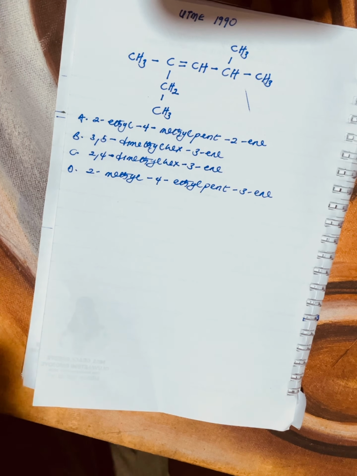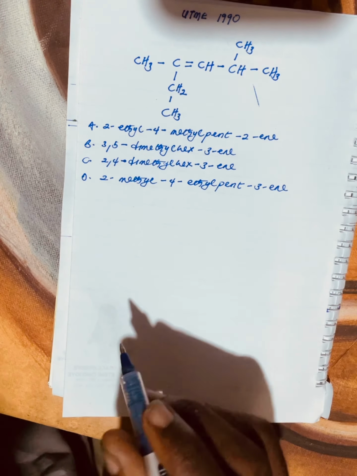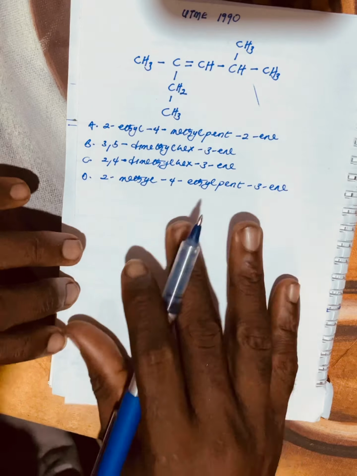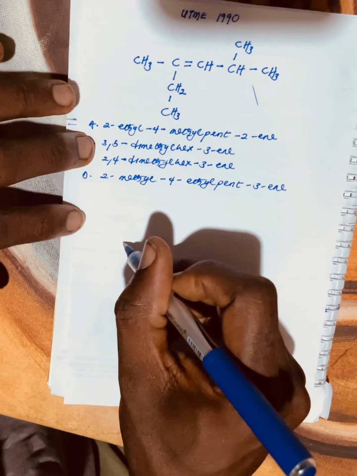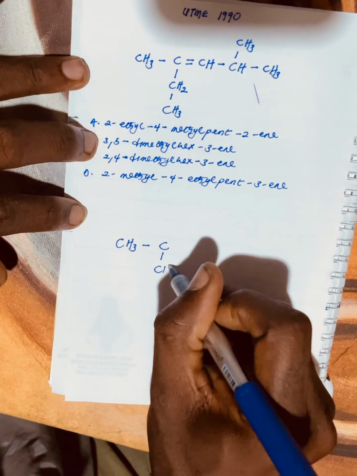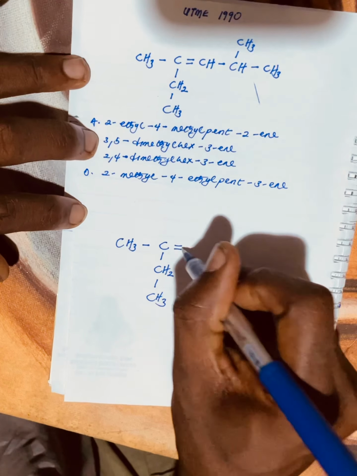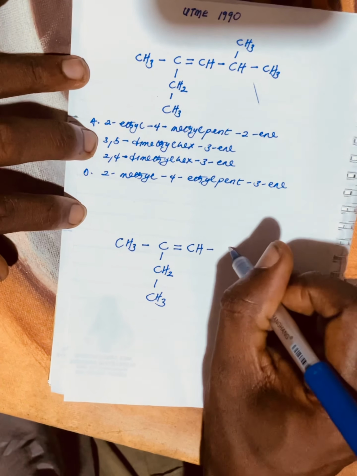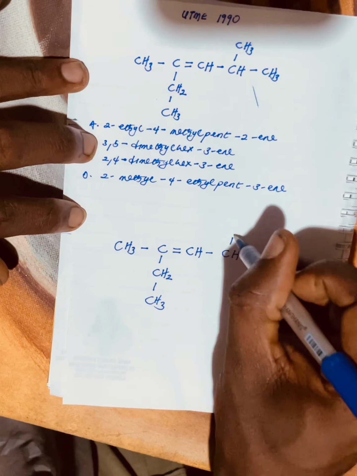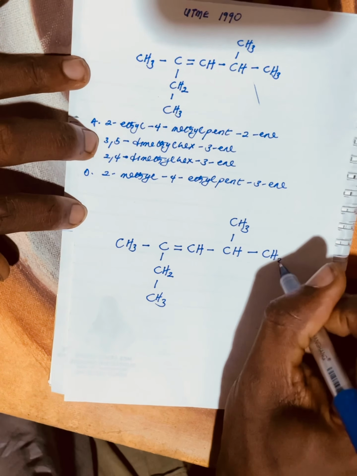So this question from 1990 asks us to name the organic compound above. So what I'll do is draw it out here so it is very clear. So this is CH3, C, CH2, CH3, double bond, CH, CH, then CH3, then CH3.